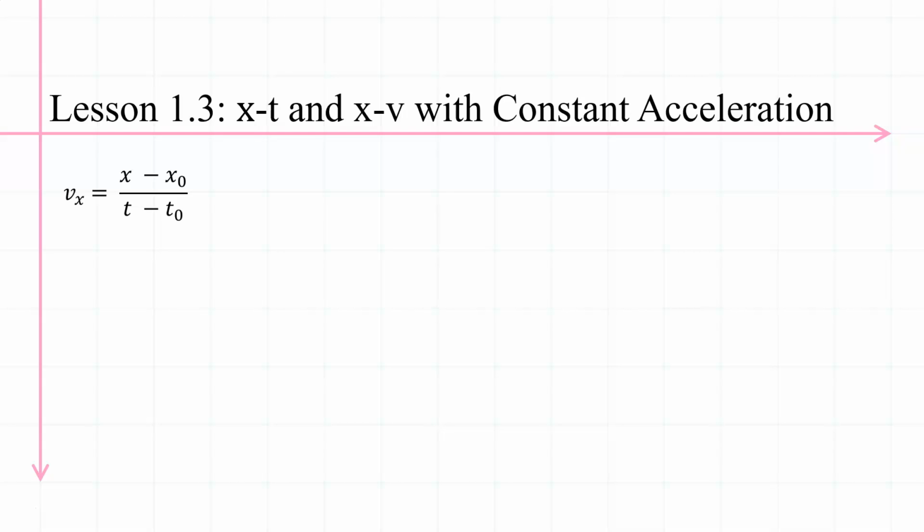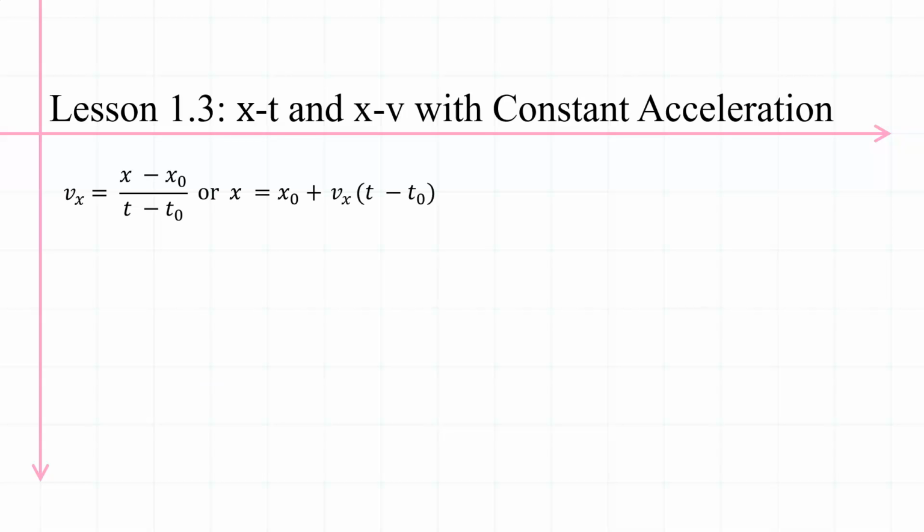So first of all, let's review the definition of velocity. Remember, velocity is defined as the slope of the position time graph and can be calculated by finding the change in position over the change in time. Remember, this is a rise over run equation for a line, so this is actually calculating the slope of the line on a position time graph.